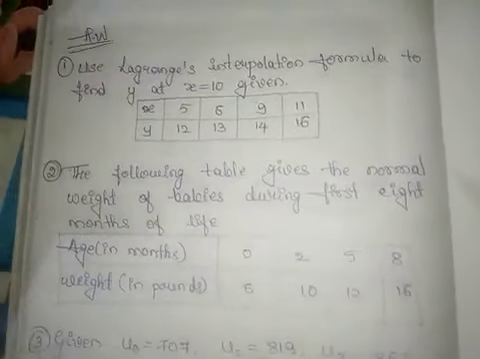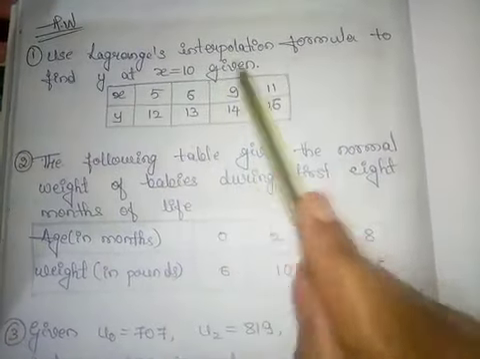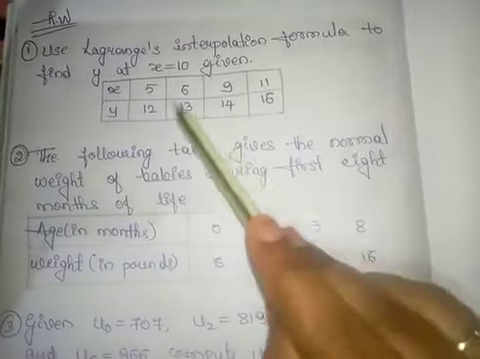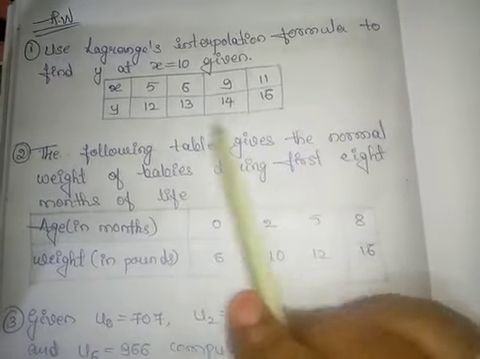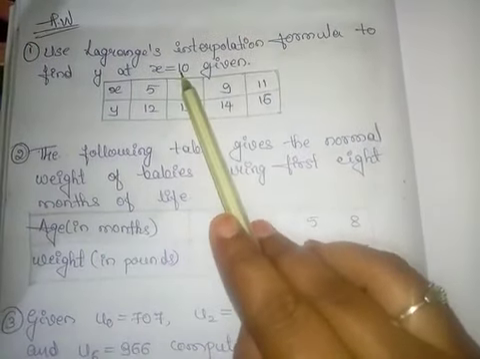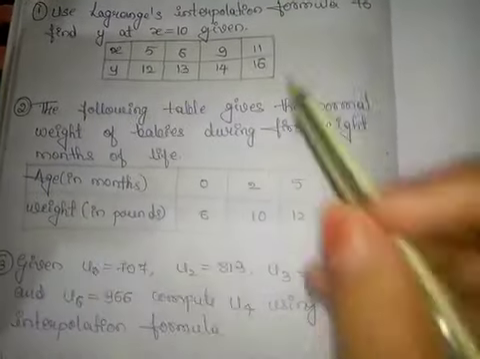Here you have some homework examples. First one, use Lagrange's interpolation formula to find y at x is equal to 10. The table is given, x values are given, y values are given. Find y at x is equal to 0. Find y means you have to use Lagrange's formula.